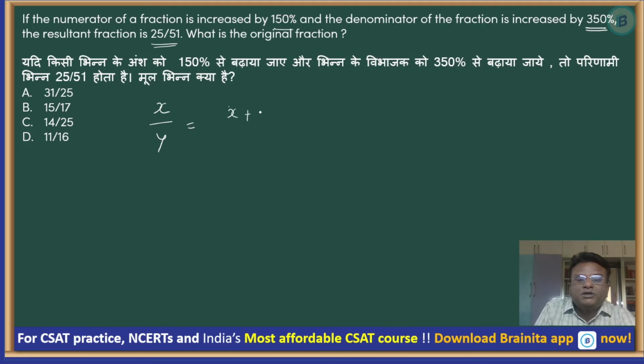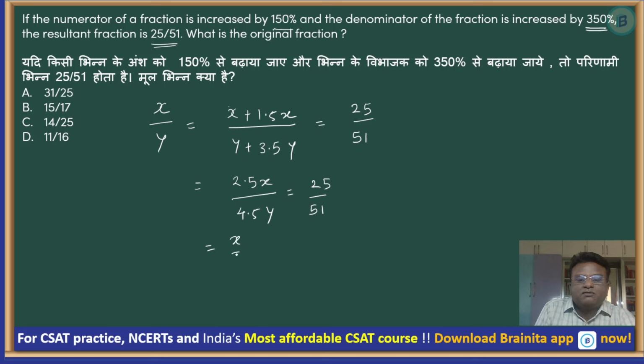That means the new value is x plus 1.5x, and the denominator is increased by 350%, so that is y plus 3.5y. We have been given the value of this as 25 by 51. We have been asked the value of x by y. It's simple. x plus 1.5x is 2.5x, and this over 4.5y is equal to 25 by 51.